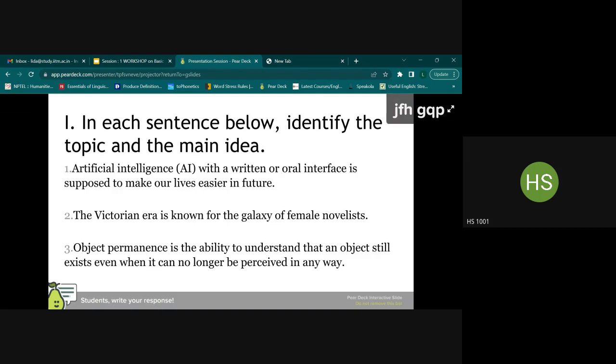The first question. Second one, the Victorian era is known for the galaxy of female novelists. Victorian era is the topic. Okay. It could be anything, but from the sentence that is given to us, there is nothing more that we can guess. So we might have to go by the Victorian era. Okay. Some say Victorian era female literature.